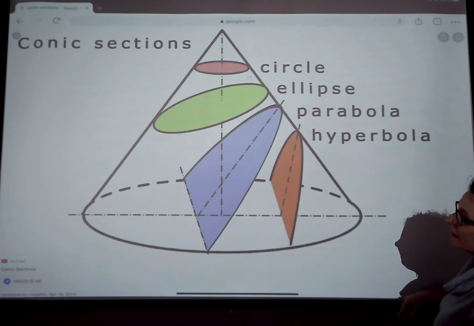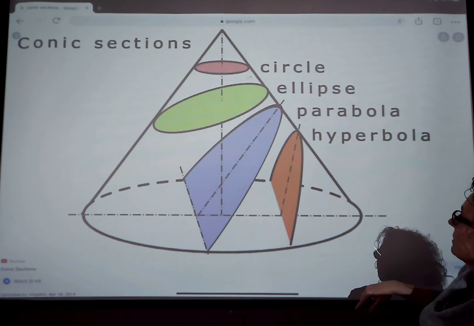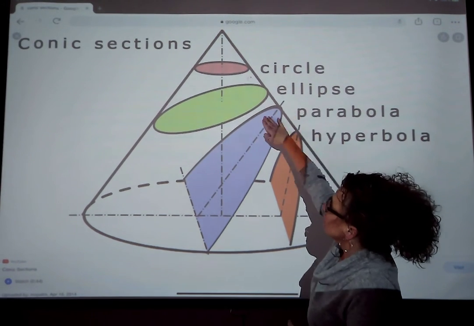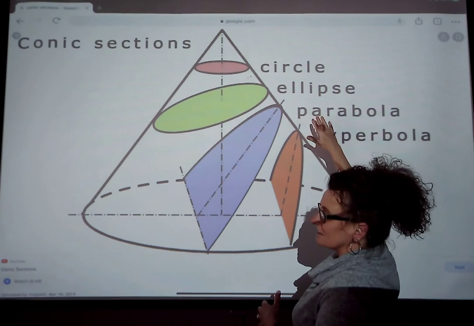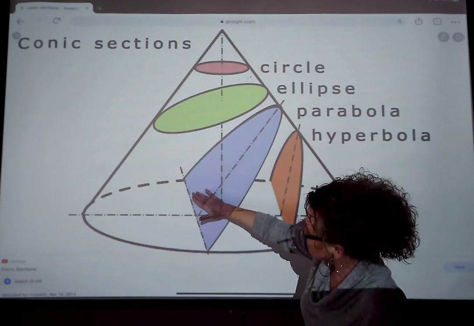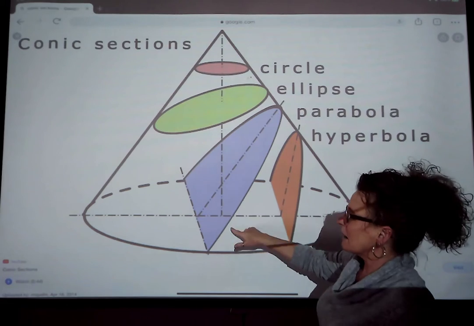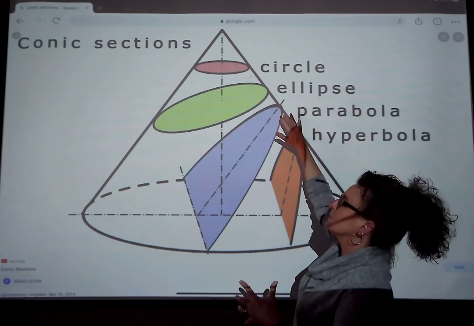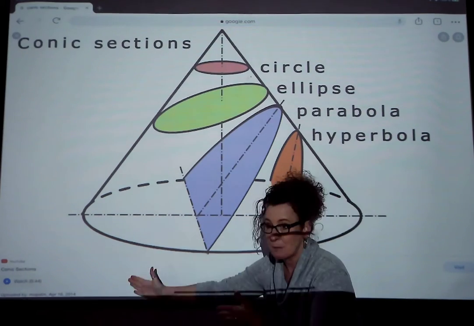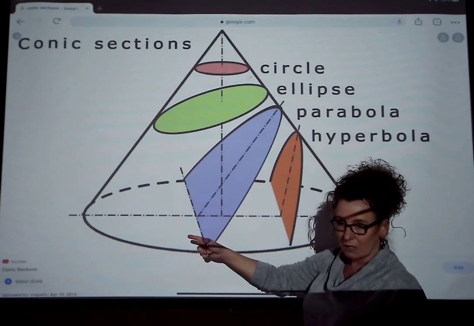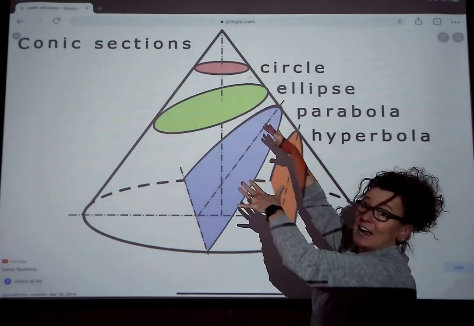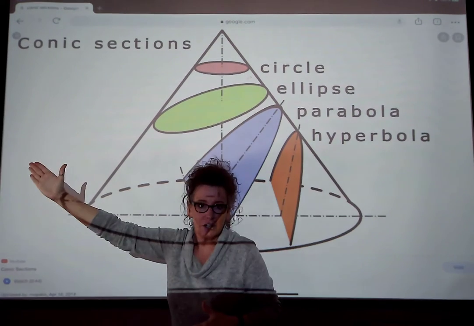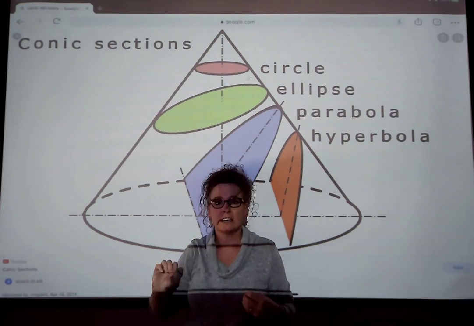If we slice it through the slanted side, we would get a parabola. If we sliced it through a slanted side and came out through the bottom, we would get a parabola. However, tilt our knife up a little bit, slice slanted through one side and out the other. Now our cross section would be an ellipse. It looks like an oval.